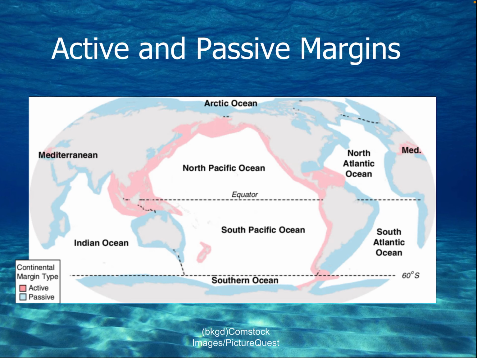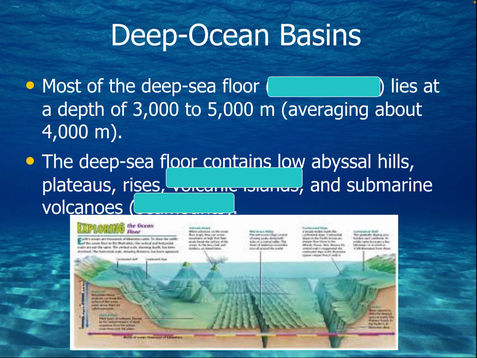And what's interesting to note is that the active margins make this circle, they kind of rim the Pacific Ocean all the way around, and that's known as the Ring of Fire, because that's where we get most volcanoes and earthquakes. All right, so let's go to the bottom of the ocean now.